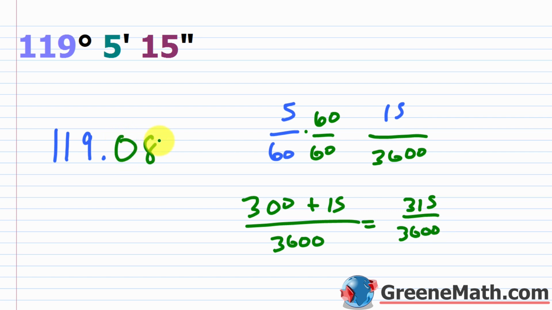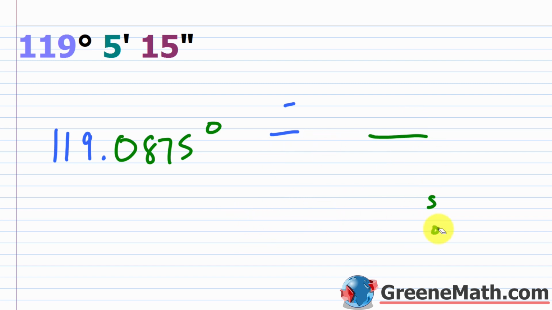So 0.0875, and this is in terms of degrees. So not bad overall, just a lot of things to remember in terms of what the conversion is. Once you have that memorized, it's very, very easy to do. And a lot of times nowadays, you can just do this on your calculator.